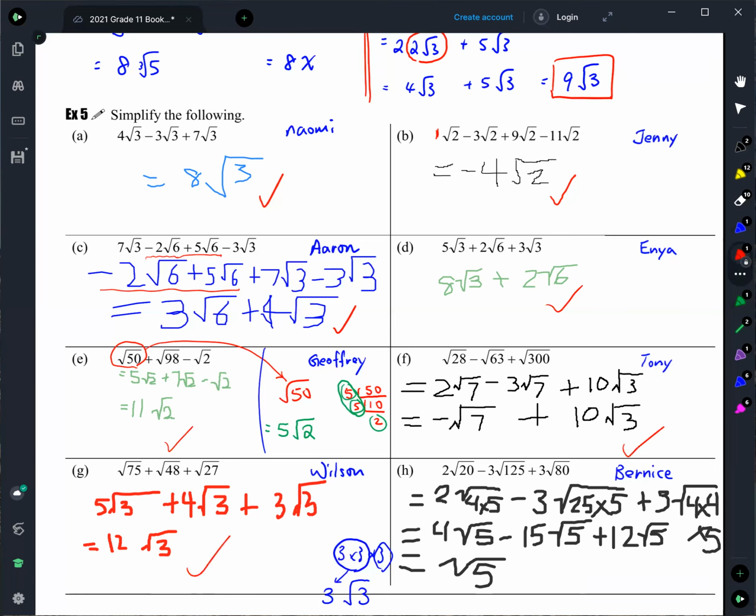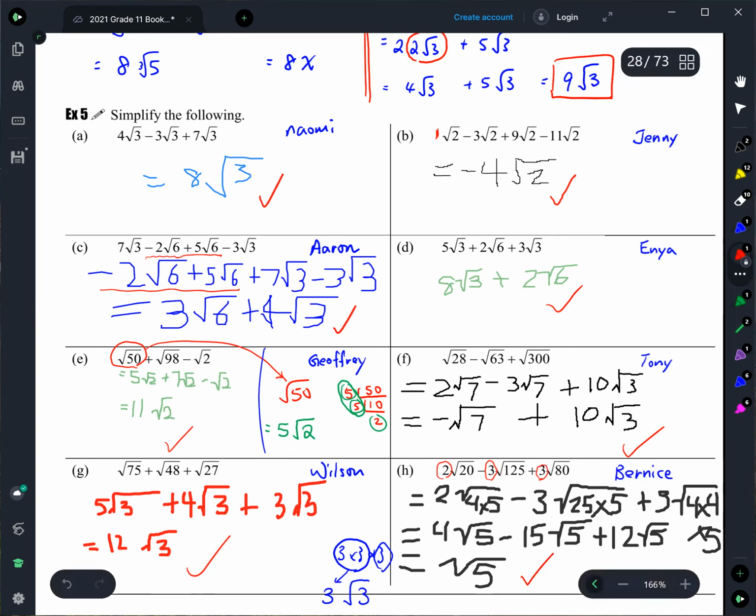And then for question H, the difference between this one and the other one is that the outside already has some numbers. Has a 2, has a 3 waiting outside. So whatever comes out, it will need to multiply with the outside number. So that's why you have 4 and 15 and 12. And then at the end you get root 5. That's also correct.